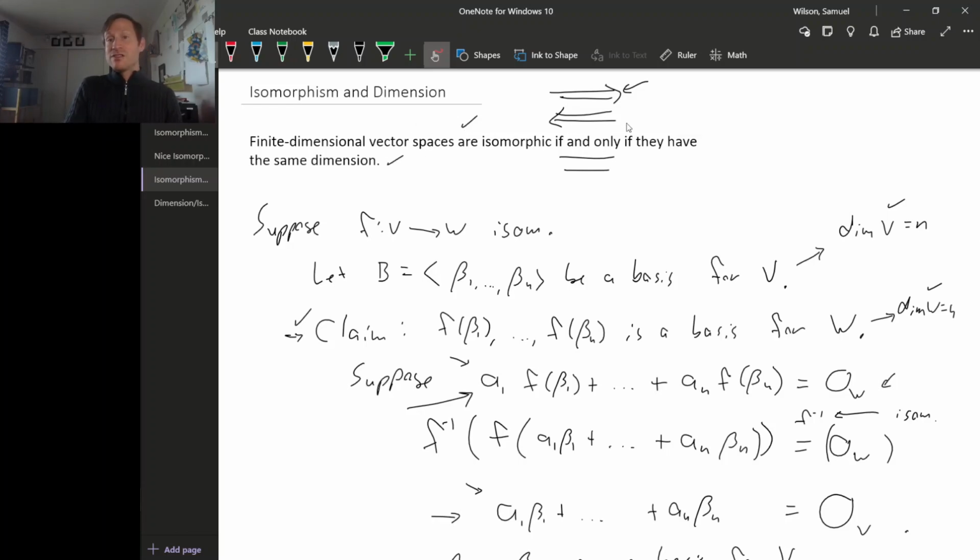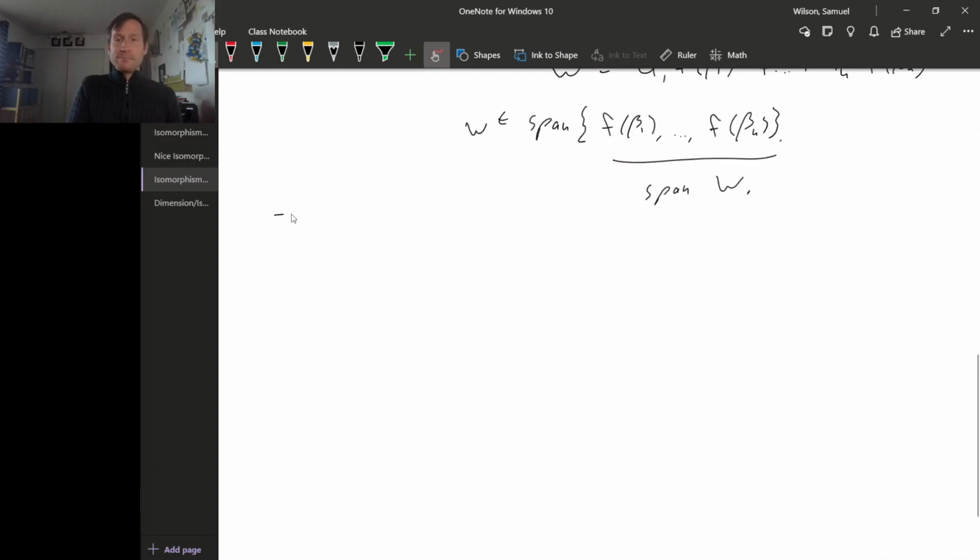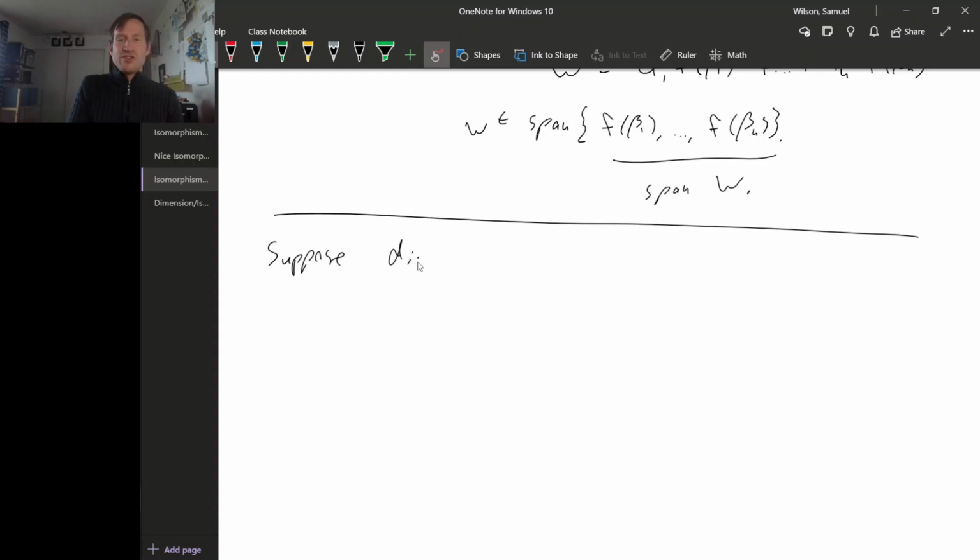All right, well now let's go the other way. Let's assume that we have two spaces with the same dimension. Let's show they're isomorphic. All right, so let's suppose that the dimension of V is equal to the dimension of W. And just to give this a name, let's call this quantity n. Okay. Now remember here, we are not assuming at first that V and W are isomorphic. That's what we're trying to prove. So what we need to do is come up with an isomorphism.